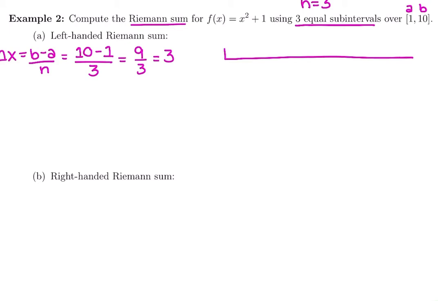So I'm going to write first my a, my lower endpoint is 1. And I'm going to keep adding my width until I get to my upper endpoint, which is 10. So 1 plus 3 is 4. 4 plus 3 is 7. 7 plus 3 is 10. And then I know I am good to stop there because I got to my upper endpoint.